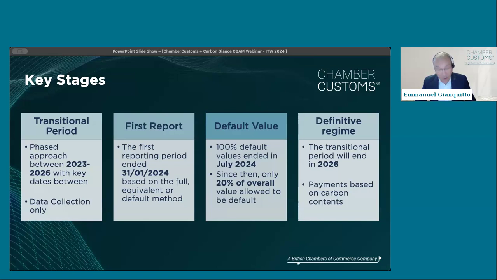So as a bit of a compromise, if you like, the EU is still allowing up to 20% of the values provided to be based on default data, estimated data, data that has not been properly calculated. We'll go back to that point because that's probably the most controversial point and the main pain point, if you like, of the EU CBAM.